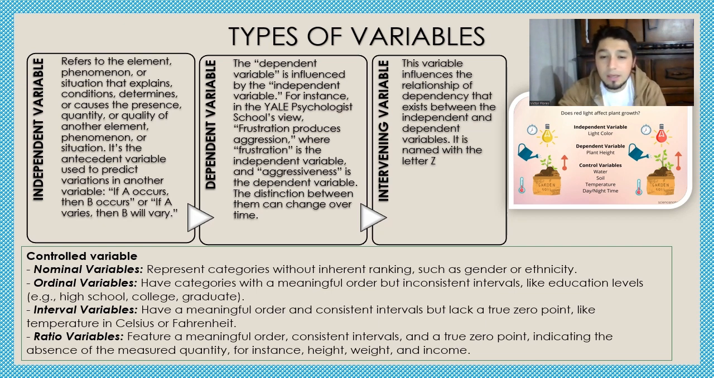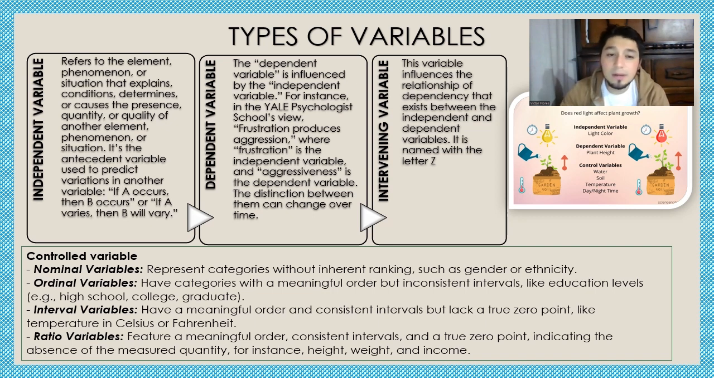Okay. Interval variables have a meaningful order and consistent intervals, but lack a true zero point, like temperature in Celsius or Fahrenheit. And ratio variables feature a meaningful order, consistent intervals, and a true zero point, indicating the absence of the measured quantity. For instance, height, weight, and income.